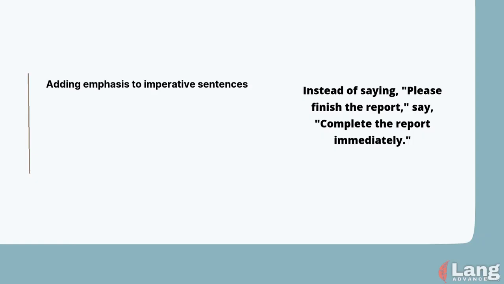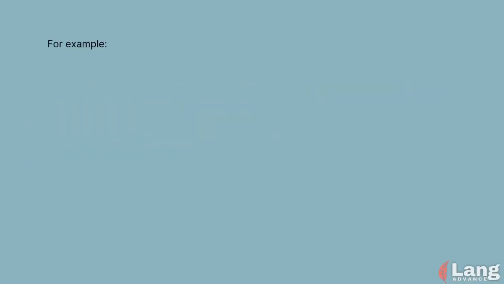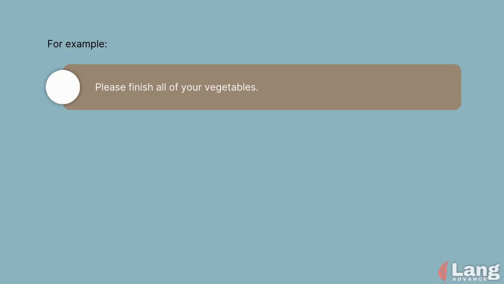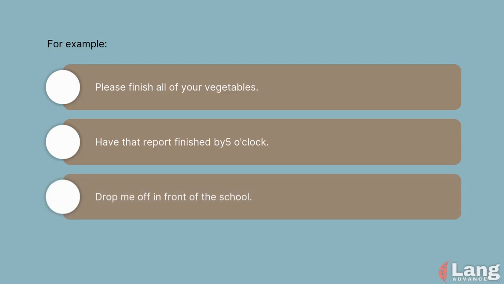Adding emphasis to imperative sentences. Imperative sentences are direct requests or commands. They are formed by omitting the sentence's subject and using the verb's infinitive form, without the particle "to." For example, please finish all of your vegetables. Have the report finished by 5 o'clock. Drop me off in front of the school.